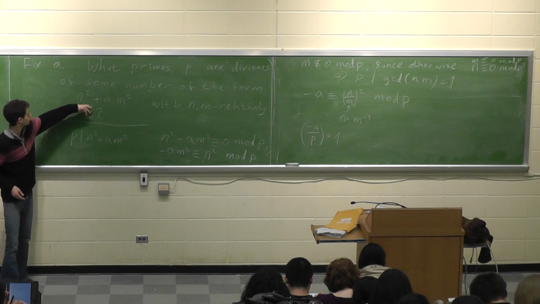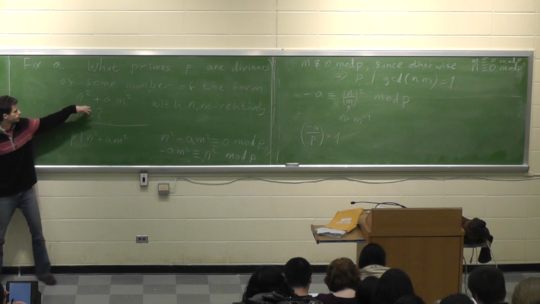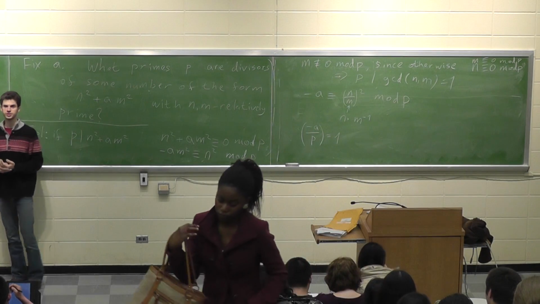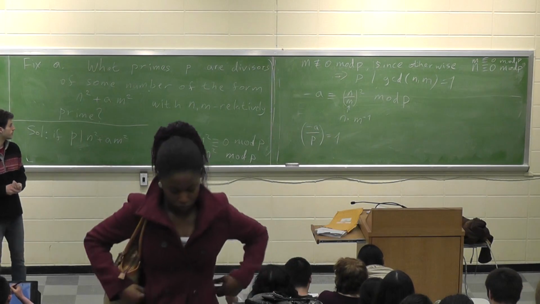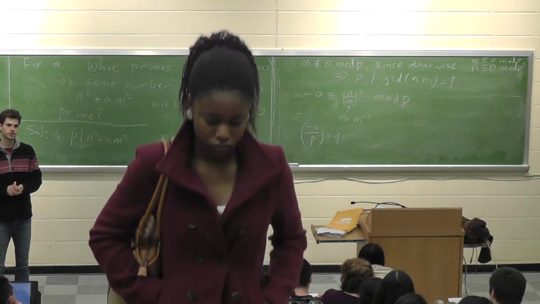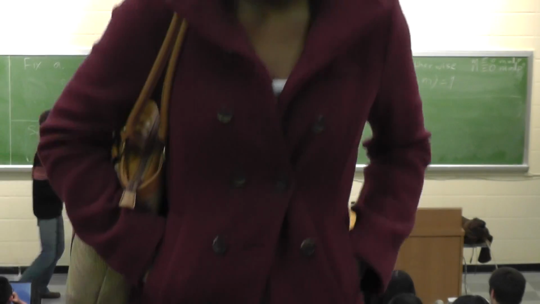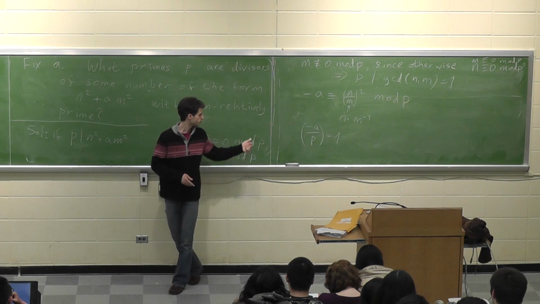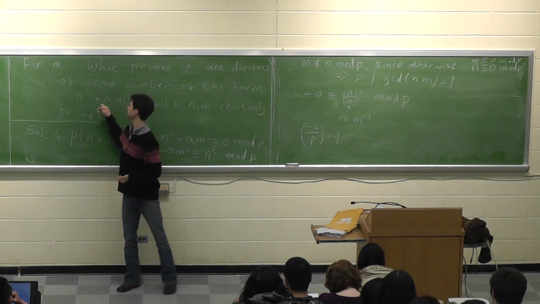So if the prime number is a divisor of such a thing, then minus a is a square modulo p. Is the converse true? Is it true that if minus a is a square modulo p, then p is a divisor of some number of such form?